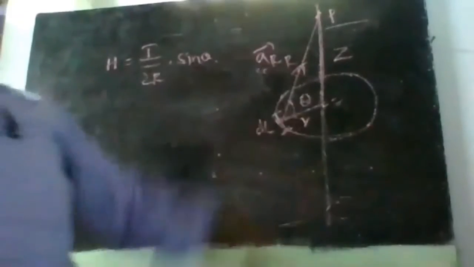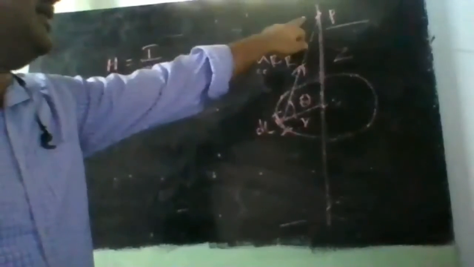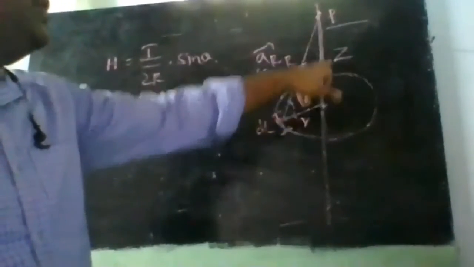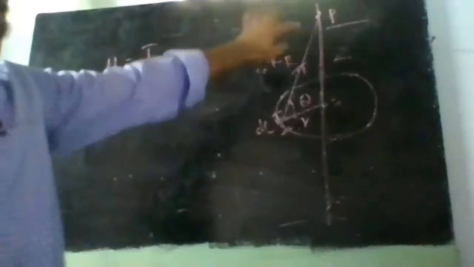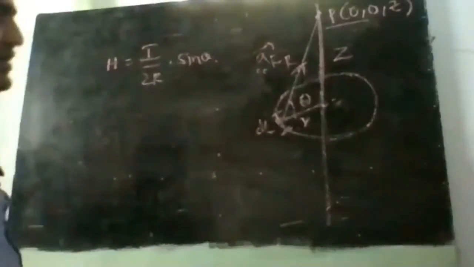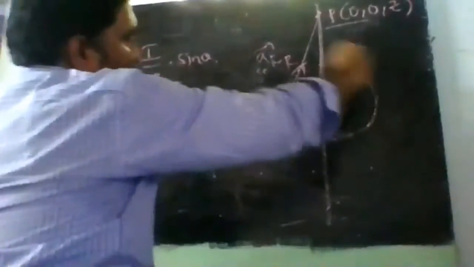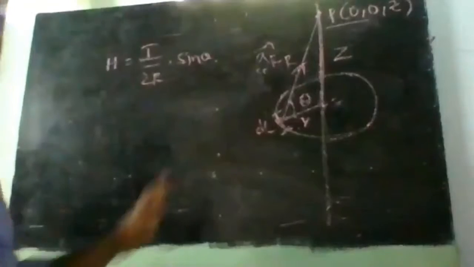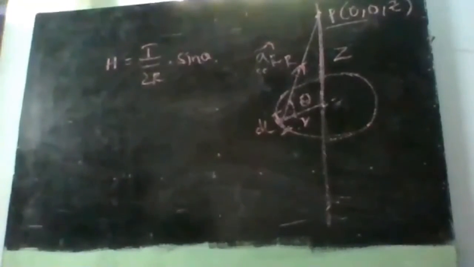So this is a homework for you. The setup is like this. The point is located at a distance of z from the center on the above. So this is the point. The coordinates of the point can be written as 0, 0, z. The center of the circular conductor is on the origin axis.